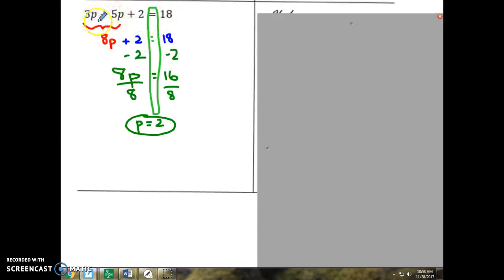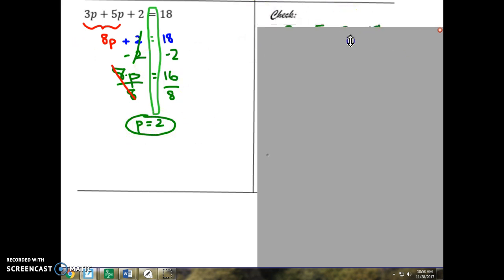3p plus 5p, they're definitely like terms. They have the same variable, so 3 of them plus 5 of them is 8. You brought down the plus 2, the locker, and the 18. We know you need to get rid of the plus 2, so that's why we minus 2. This gets gone, and you have 8p equals 16, so of course you want to divide by 8, so you no longer have anything stuck to p. It's just 1p equals 2.